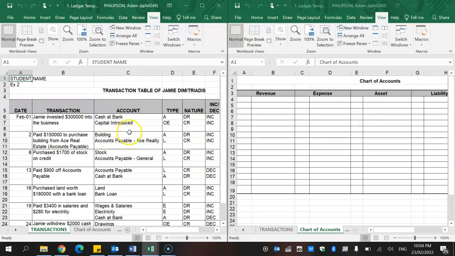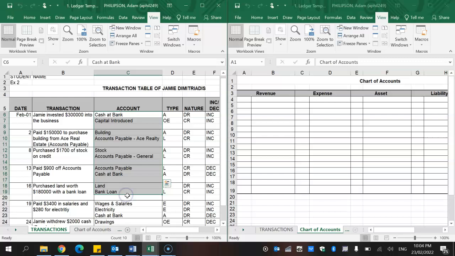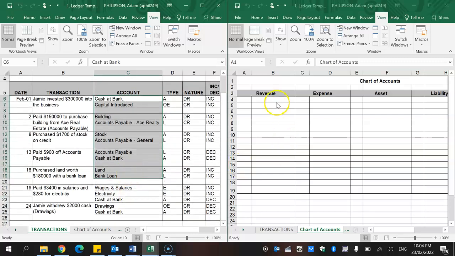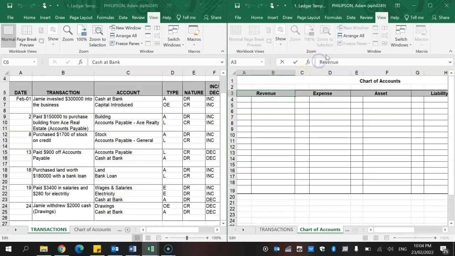So we need to get all of the accounts that we've used in our transaction table over and sorted into the various revenues, expenses, assets, liabilities in our chart of accounts. I typically like to put 100, 200, 300 at the top. Okay, so if you want to take a minute to go and do that.